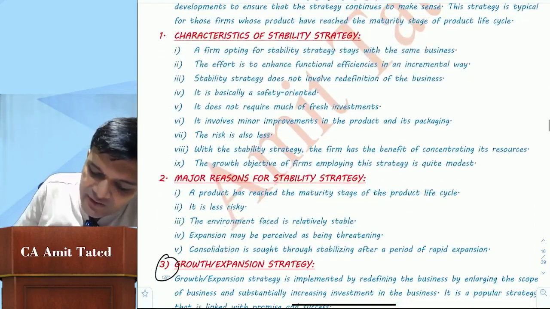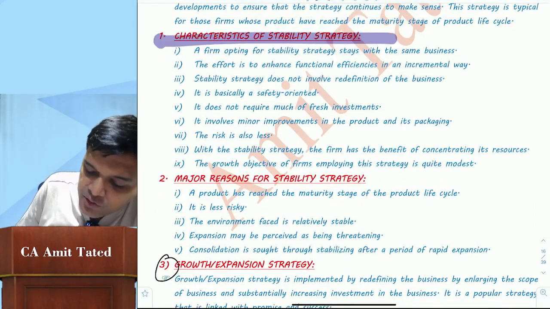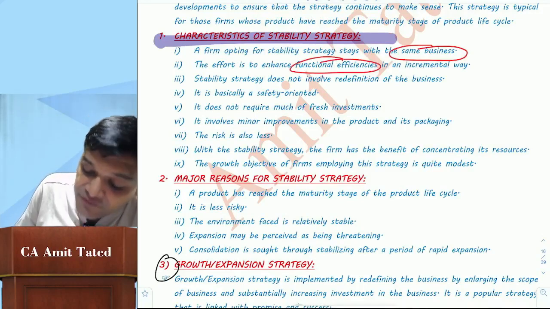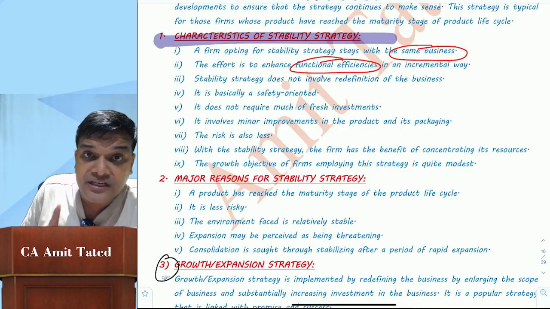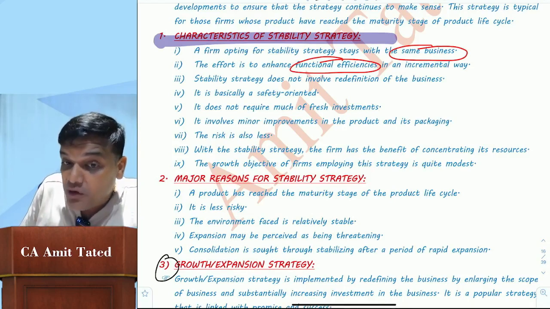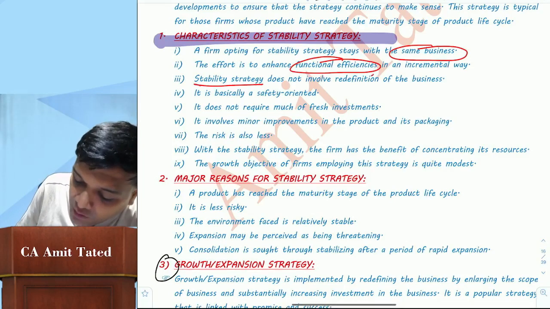Therefore, what are the characteristics of stability strategy? The firm which is using stability strategy will be in the same business. That is what you are already aware of. Second point, they are focusing on functional efficiency. Did you understand what functional efficiency means? They are focusing on improving the functional efficiency, the functional departments. They are reducing the cost. They are not increasing the expansion with the revenue. Most important, stability strategy does not involve redefinition of business.